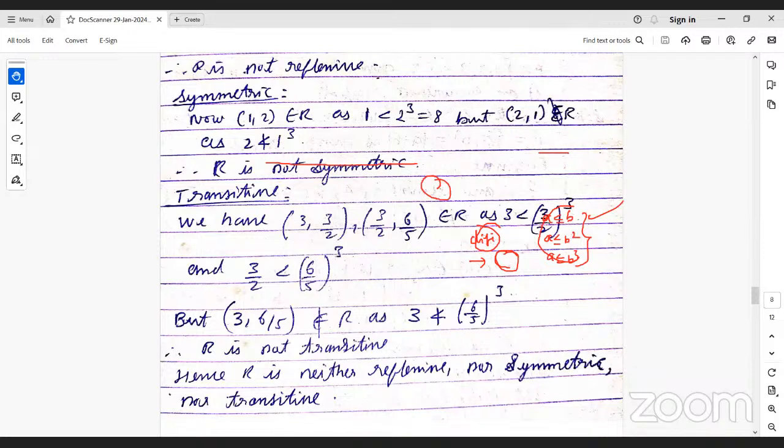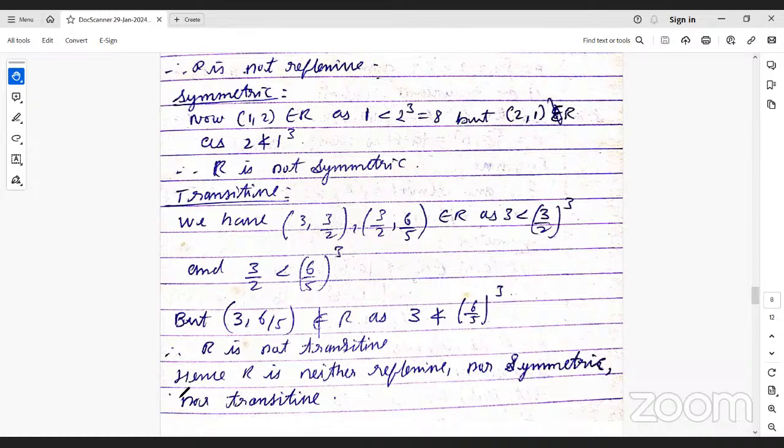Okay, third case. So see, we are considering two ordered pairs, 3 comma 3 by 2, and 3 by 2 comma 6 by 5. Okay, so these are the ordered pairs which are satisfying the relation. Because 3 is less than 3 by 2 cube, and 3 by 2 is less than 6 by 5 cube. But when we consider 3 and 6 by 5, 3 will not be less than 6 by 5 whole cube.